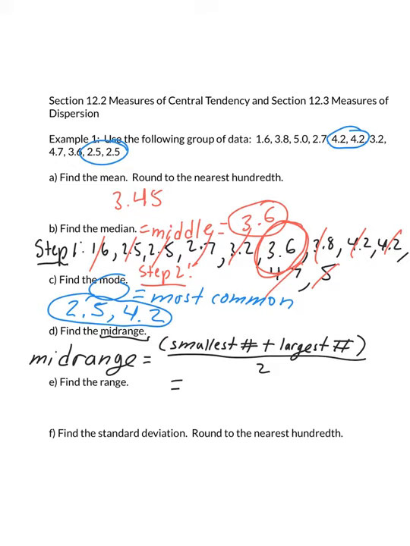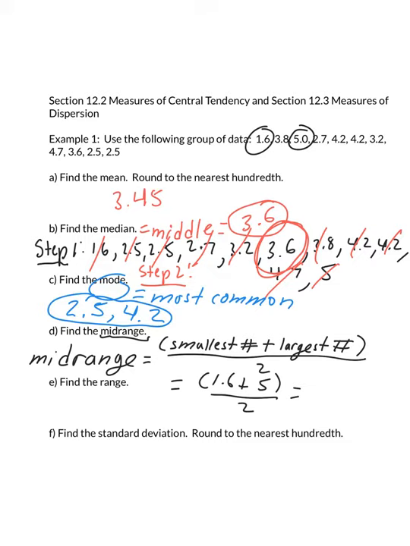Our smallest number, or smallest data piece, was 1.6, plus our largest data piece was 5.0, or 5. Divide by 2. Again, if you type it all as one line in the calculator, you absolutely need to hit those parenthesis buttons around the numerator, even though view an example isn't going to show you that. You want to make sure you're telling the calculator that all of that is in the numerator.